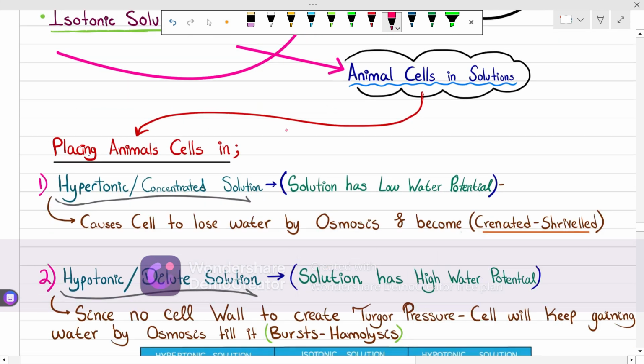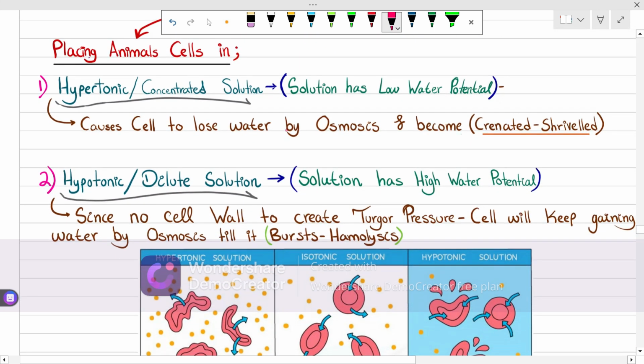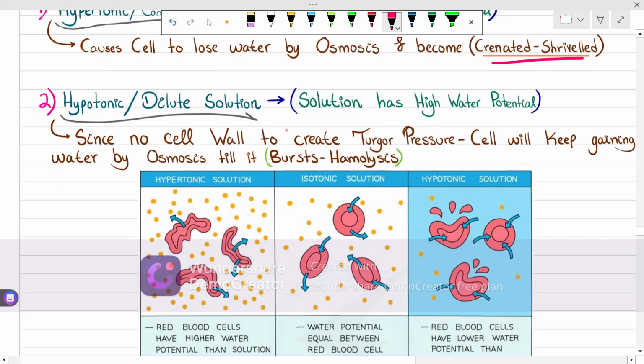Now, what will happen if we put animal cells in each one of these solutions? If we put an animal cell in a hypertonic solution, or concentrated solution, which has low water potential, the animal cell has high water potential, so the cell will lose water by osmosis and it will become crenated or shriveled. Let's refer to the diagram.